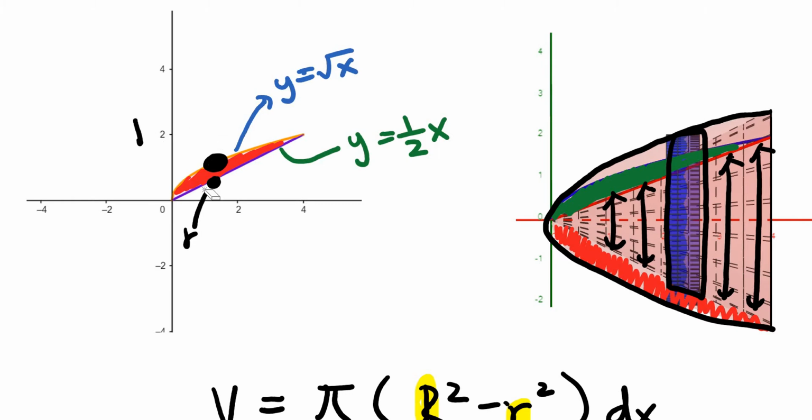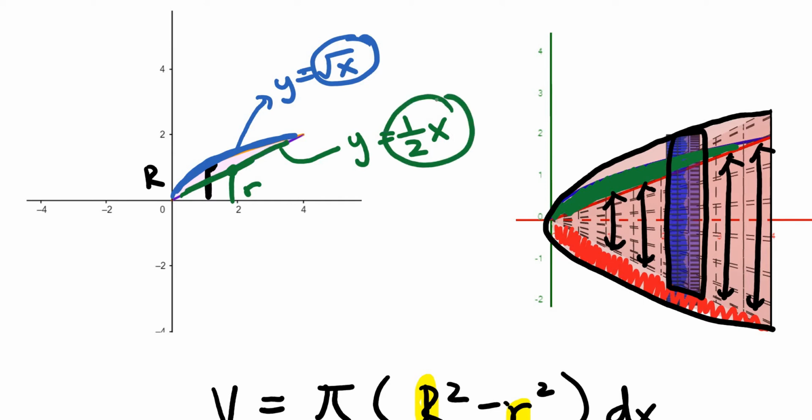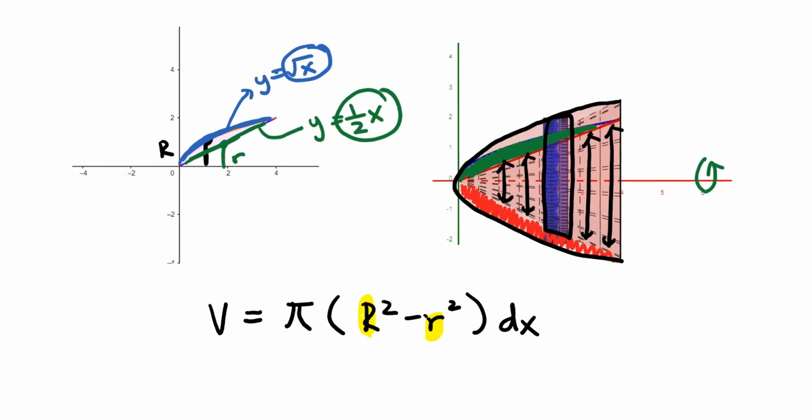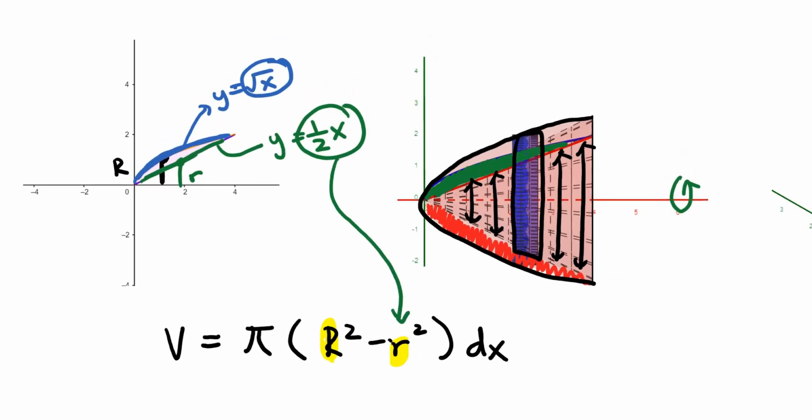Okay, so let me repeat that, and let me draw two arrows this time. So that black dot right there is the big R, and the green line is going to be the little r. All right, so it's kind of like top minus bottom. So the top function is this guy right here, which is root x, and the bottom function is going to be this line, which is 1/2 x. Okay, so if I put that together here, the bottom function is that guy, and the upper function is this guy.